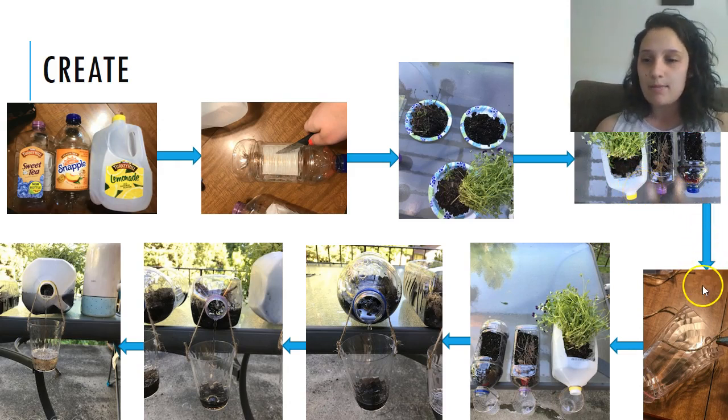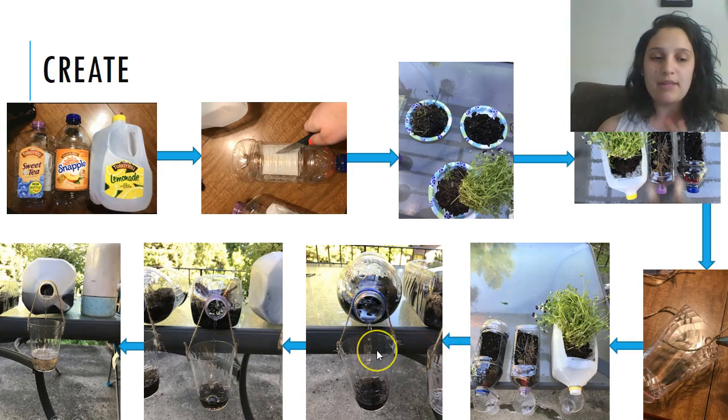And then I glued string to cups, and I hung the bottles, and then I poured the water in. This is the first bottle that had just soil, the second bottle that had soil and mulch, and this is the one that had the roots with the soil and the plant.